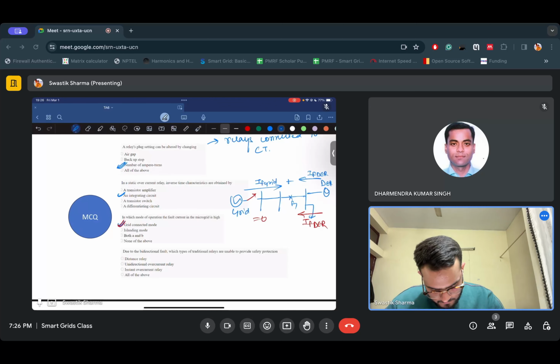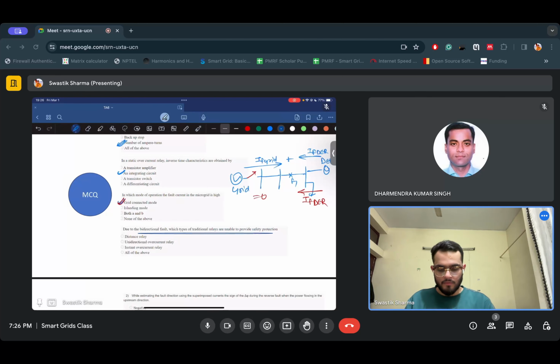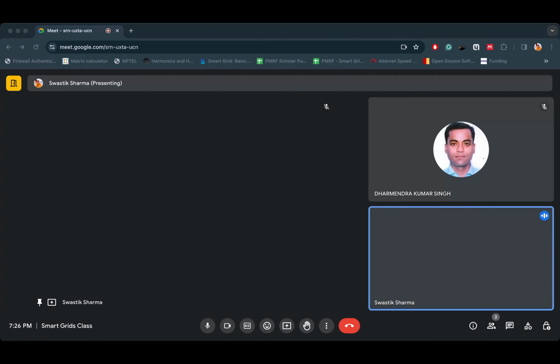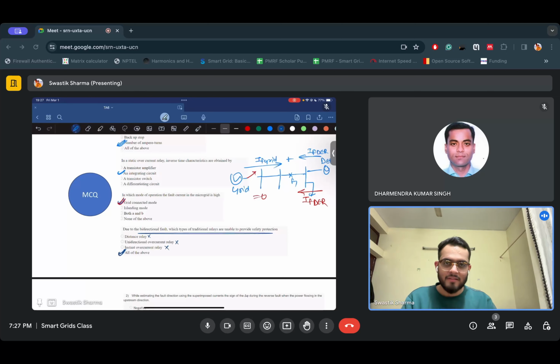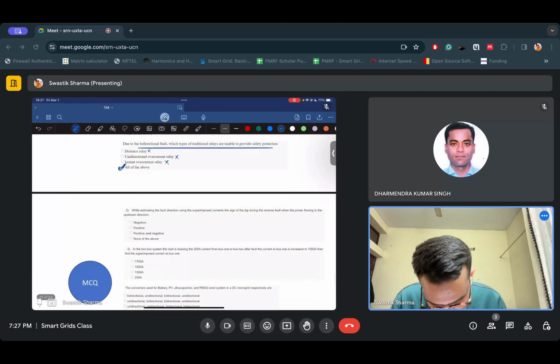Next question. Due to the bidirectional fault, which types of traditional relays are unable to provide safety operation? Tell me. I think so, all of the above. Yes, it's all of the above. Both distance relay can't sense the direction, its name suggests it's unidirection, and instant overcurrent relay can't sense the direction of it.